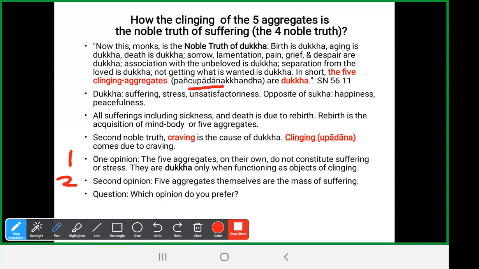So we can open for discussion now. Any opinion, which one do you prefer, 1 or 2? Yeah, Saji. Yeah, to me, I will choose number 1. It's very true. The 5 aggregates themselves are no problem. It's the clinging onto it, the attachment to the 5 aggregates, that causes the suffering. Okay, so when they attach to the 5 aggregates, then they suffer. Okay? Yes, yes. How about anybody who chooses opinion number 2?